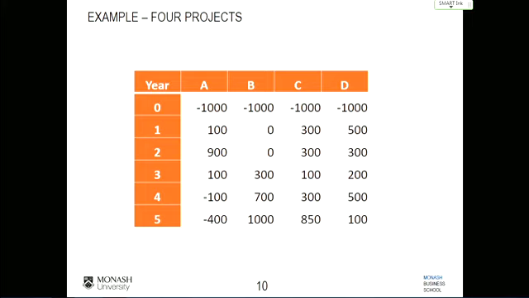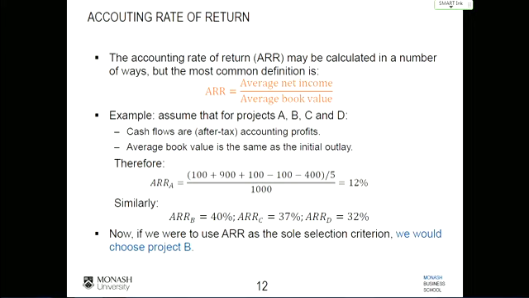Okay. Average net income would be the average of those 5 numbers here, and divided by the average book value of 1,000. And you should be able to get the ARR. Okay? So you can see that we take the average of the 5 numbers, and we divide it by the average of the book value, which is assumed to be the initial investment of $1,000. And you can get the ARR. Okay. So with the payback method, we measure the time to recover the initial outlay.